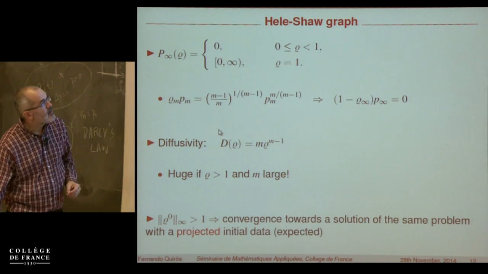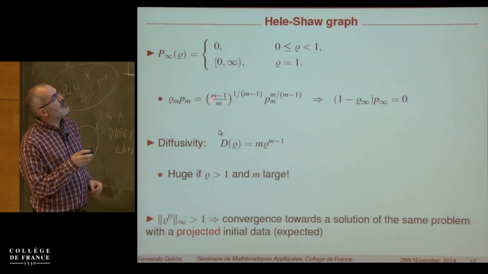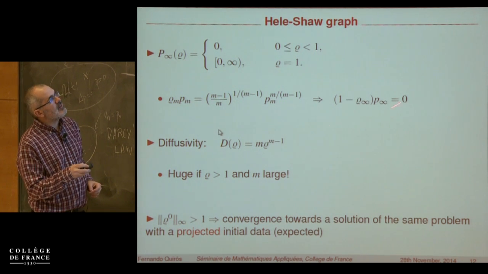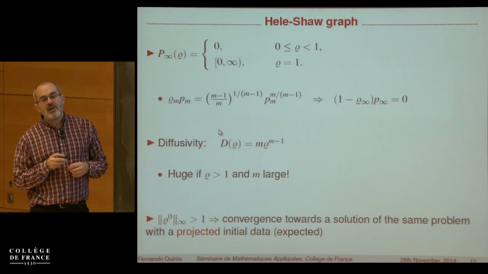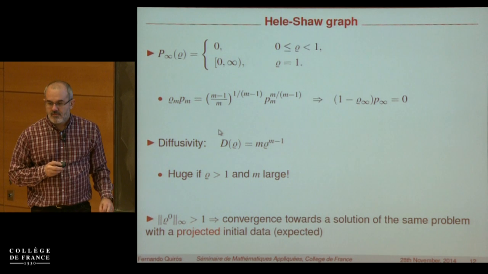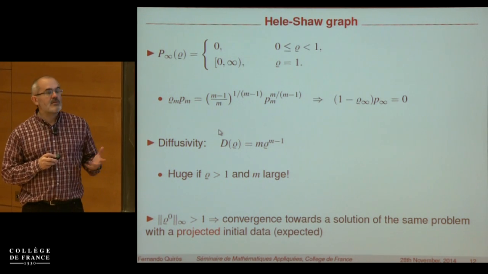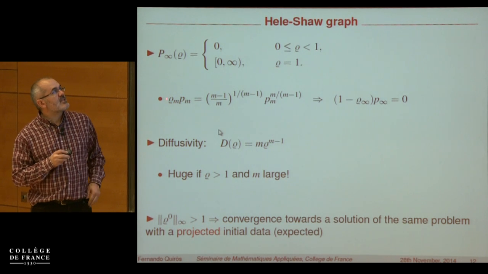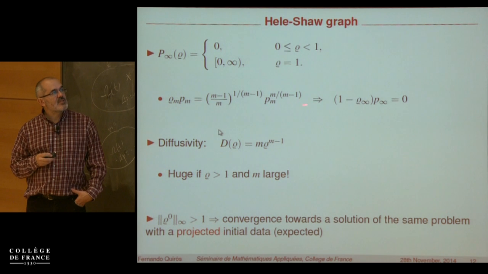If you let m go to infinity here, you will get this goes to 1 and this goes to p infinity, so you have this. But the point is that in order to show that you are in the Hele-Shaw graph, you need to have a strong convergence. And that's not that easy, okay? In some cases, you really need a strong convergence. You cannot pass to the limit in both things, in rho and p.